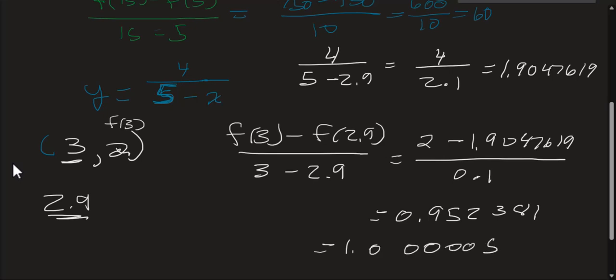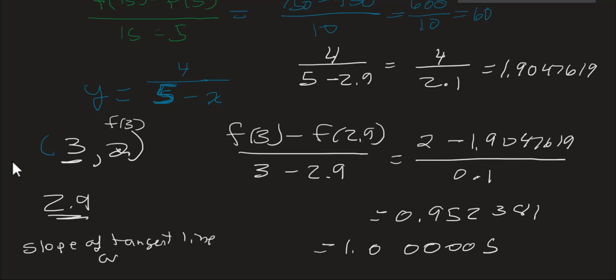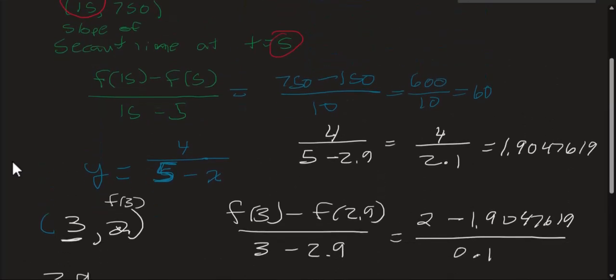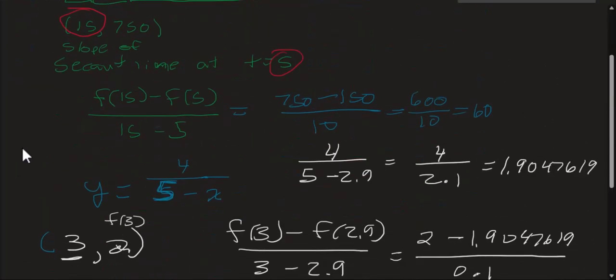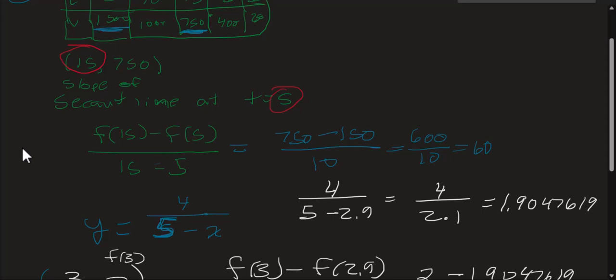On this particular problem, my guess would be the slope of the tangent line at x equals 3 is 1. Now I want to double check this, so for those of you who've taken calculus, you can pay attention. For those of you who haven't, don't worry about this.